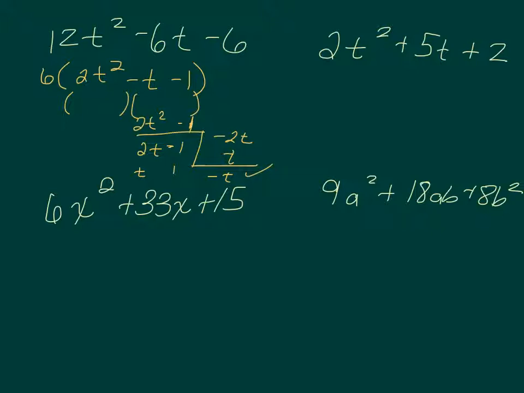So this is going to be 2t plus 1 and t minus 1. And then I'm going to bring down my 6. So this is the factored form.